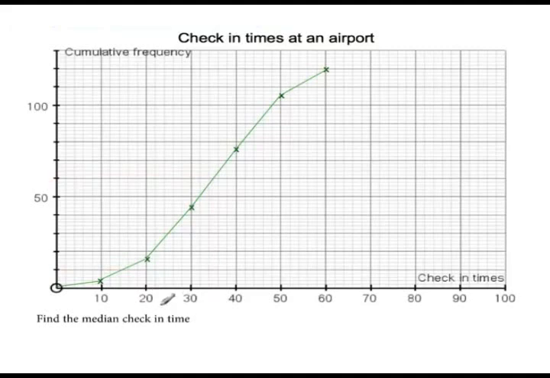Question 3. Find the median check-in time. We have 120 persons, so 1 over 2 times 120 is 60. Go across and then down. The value is 35 minutes.